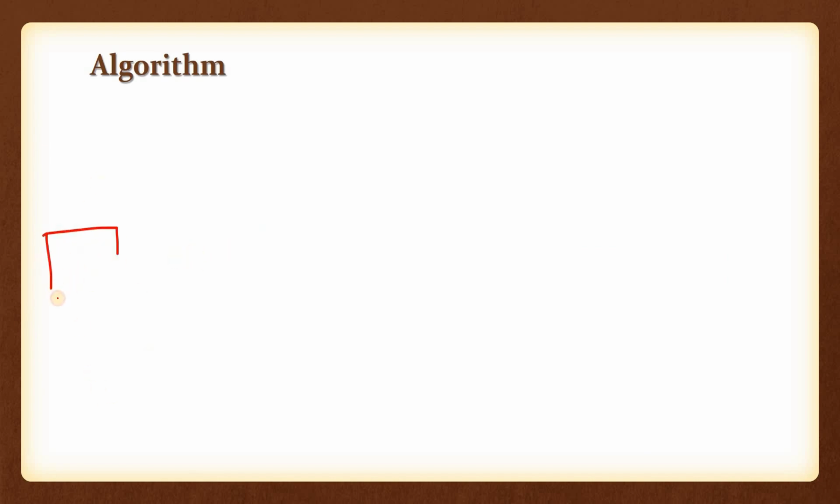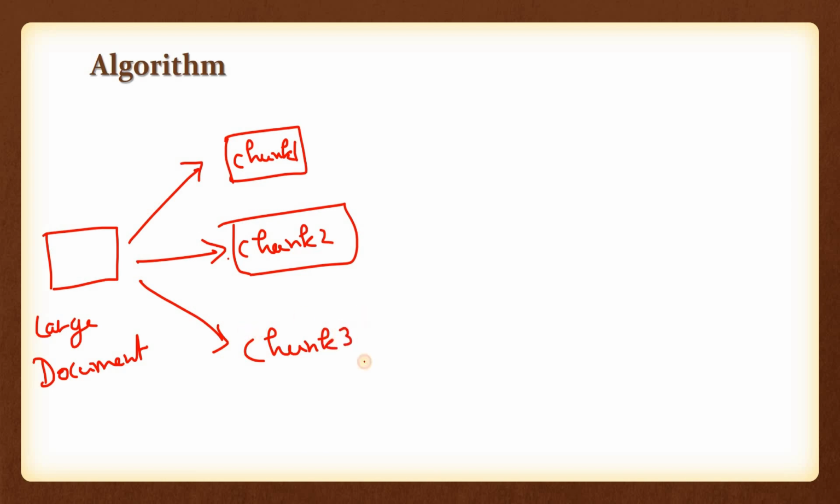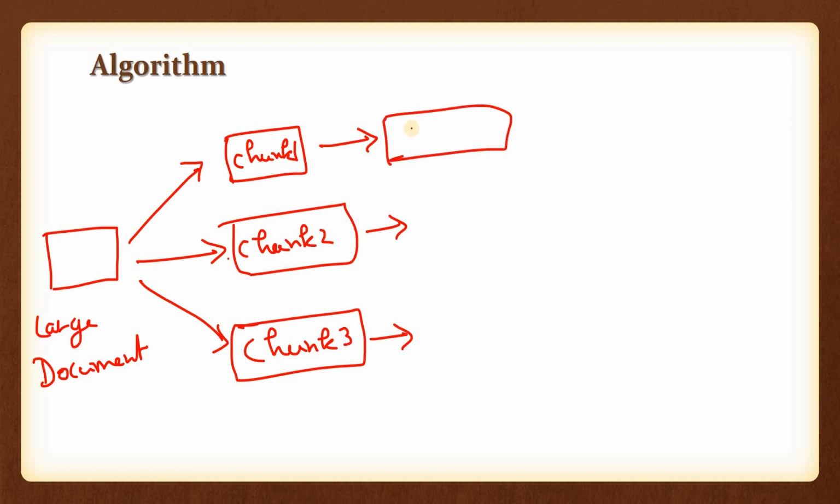So the approach will be, here I can write large document. Okay, so what we'll do, first we'll split that particular document into multiple chunks. So here I can write chunk 1, here chunk 2, and here chunk 3. Okay, each chunk should be within the limit of context window. Now on these individual chunks, what we'll do, we'll apply text summarization using prompt engineering. So here I can write text summarization using prompt engineering.